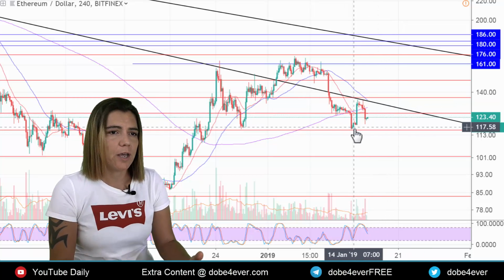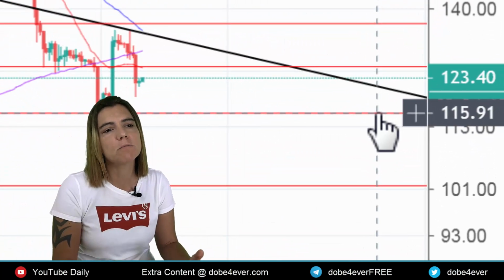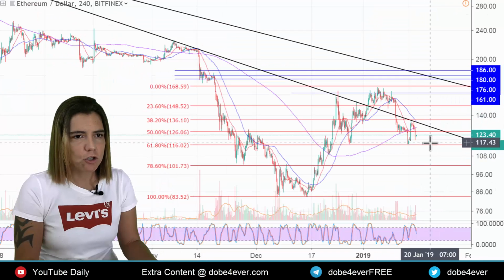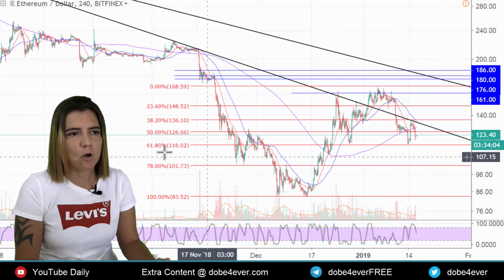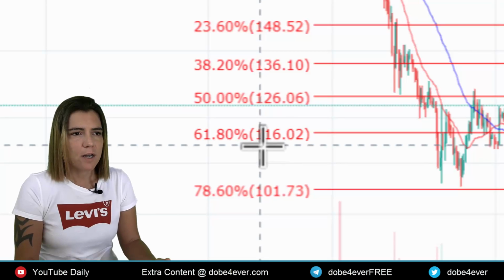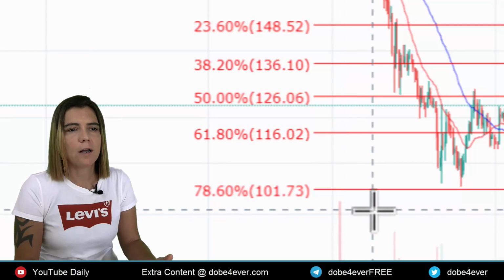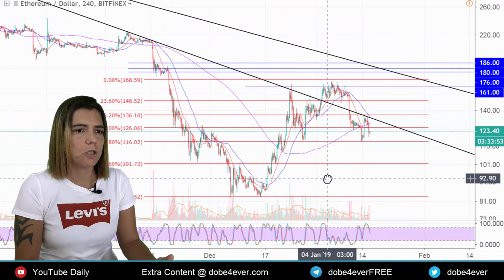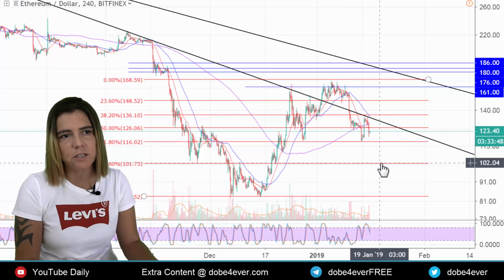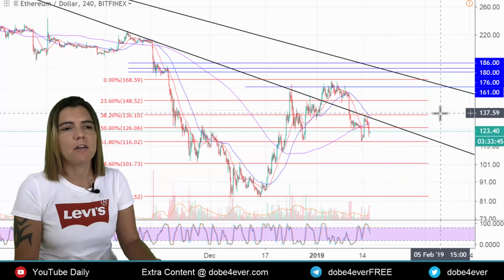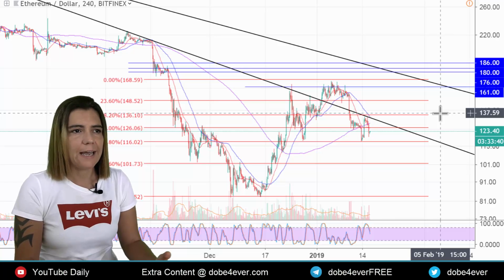However, if the 61.8 doesn't hold, which is at the level of $116 more or less on Bitfinex, then very likely we're going to the 78.6, which is exactly at $100. So the 61.8 is at 116. If this one fails, then the next one is going to be at around $100, and we would still be bouncing on bigger time frames, on the monthly, on the weekly. Even if we come back down to retest these levels here, we can still be bouncing on bigger time frames. I expect green candles on the monthly chart anytime soon, to be honest.